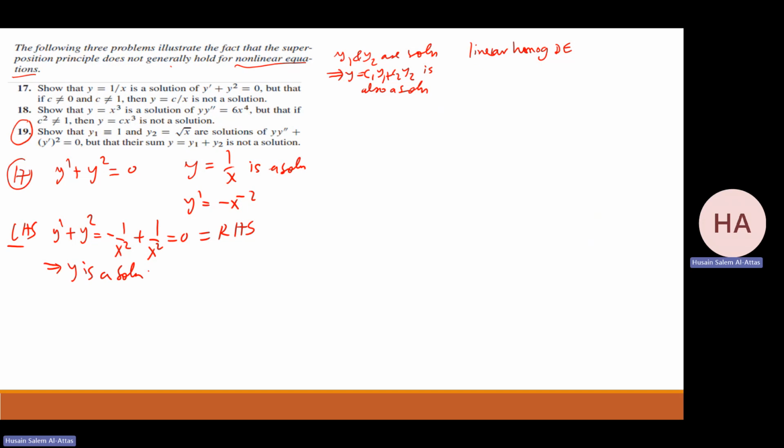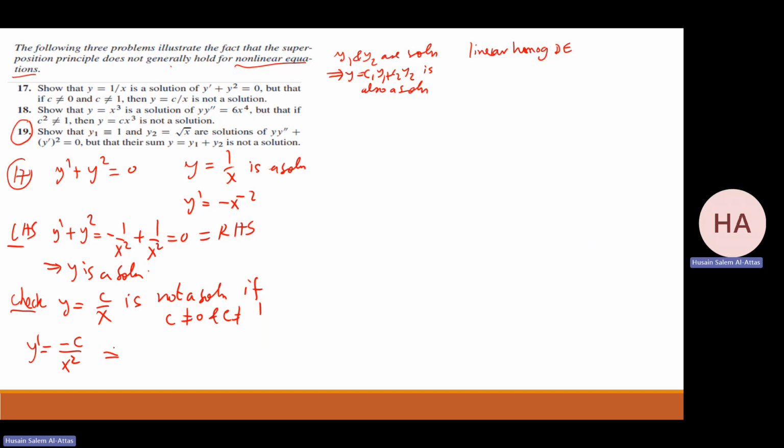Okay. But if c not equal to 0 and c not equal to 1, then y equals c over x, check, is not a solution. Let me find y prime. Y prime will be what? Minus c over x squared.